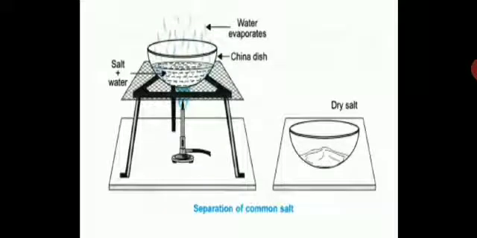This is how in the lab you do separation of common salt from water. This is a crucible, and you keep a tripod stand. On that you keep a wire gauze. No direct heating of the crucible. A glass crucible or ceramic crucible we normally take. You take a mixture of salt and water and heat it, then water will evaporate and leave behind the dry salt, which for consumption we have to purify because it will have all dissolved impurities. So this is clear.